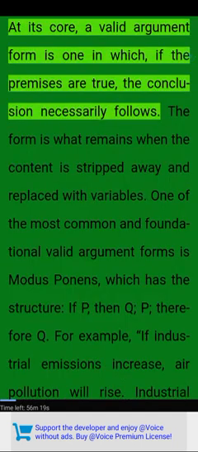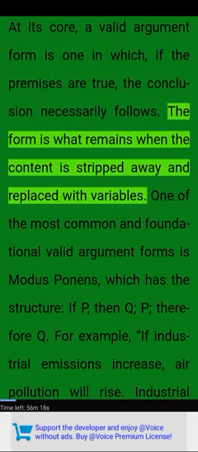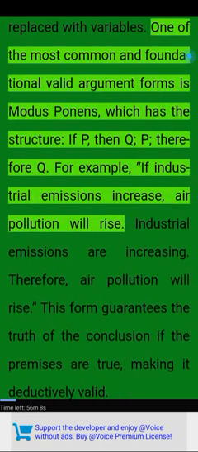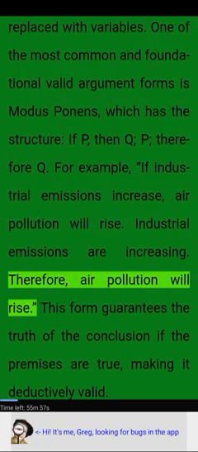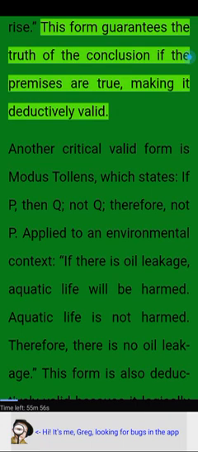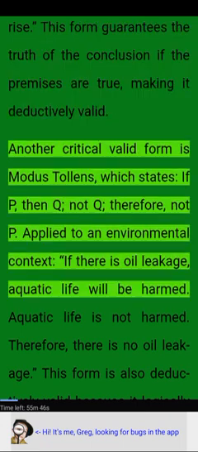At its core, a valid argument form is one in which, if the premises are true, the conclusion necessarily follows. The form is what remains when the content is stripped away and replaced with variables. One of the most common and foundational valid argument forms is modus ponens, which has the structure: if P, then Q, P, therefore Q. For example, if industrial emissions increase, air pollution will rise. Industrial emissions are increasing, therefore, air pollution will rise. This form guarantees the truth of the conclusion if the premises are true, making it deductively valid.